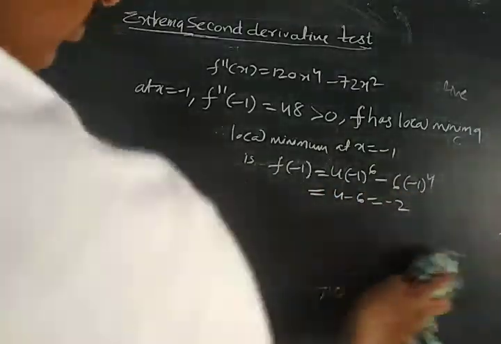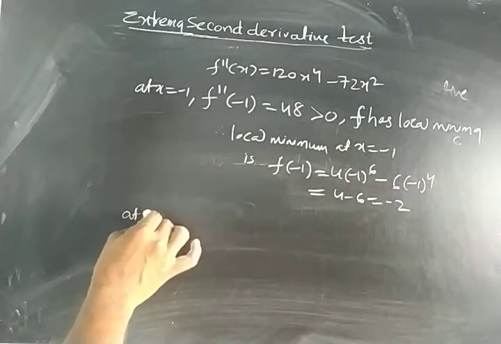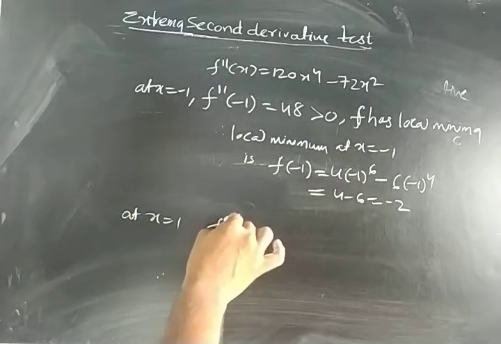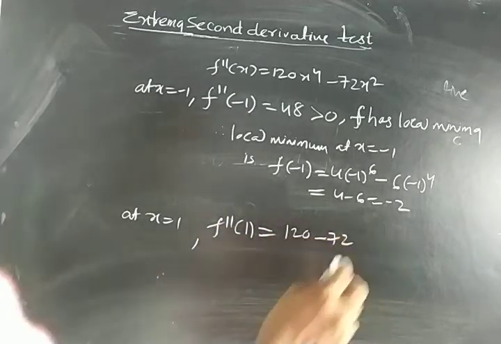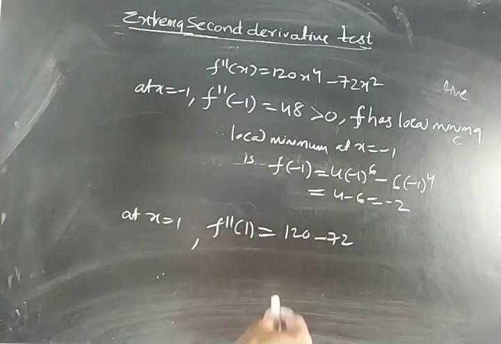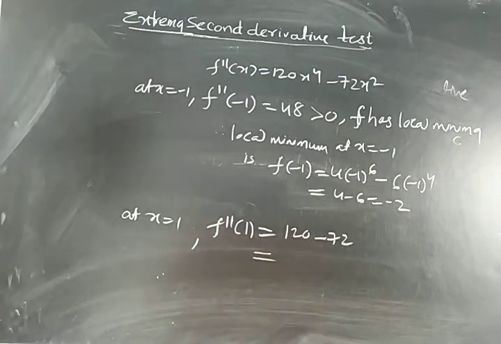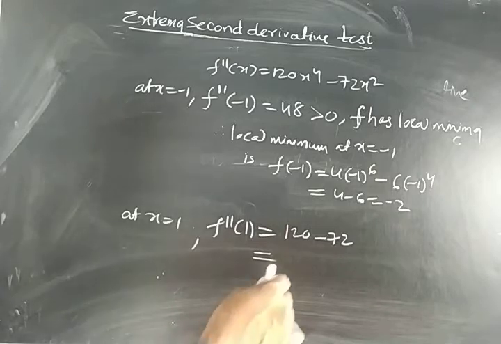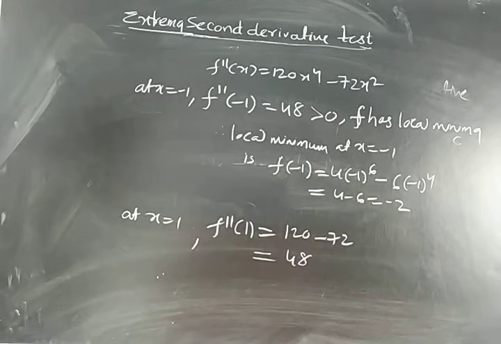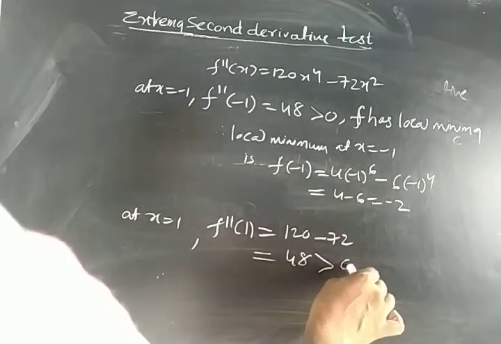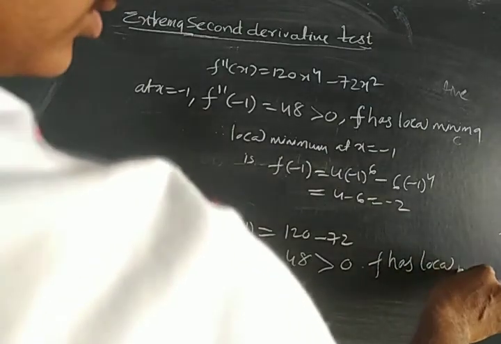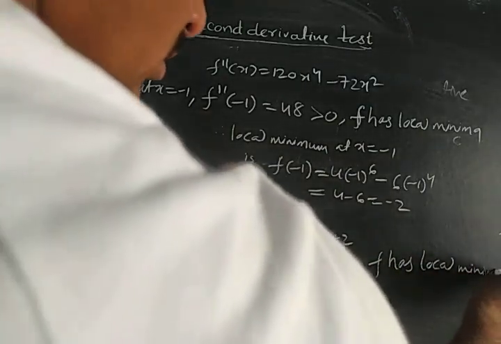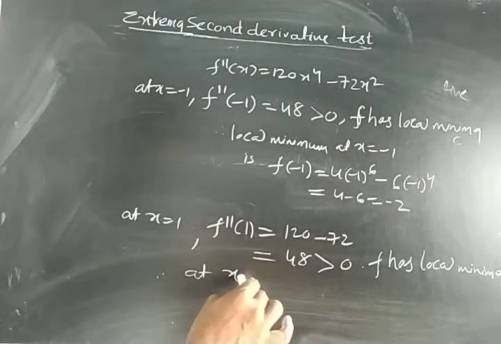Next, at x equal to 1, f double dash of 1 is 120 minus 72, which is 48. So there also it has a local minimum, since it is greater than 0. So f has a local minimum at x equal to 1.